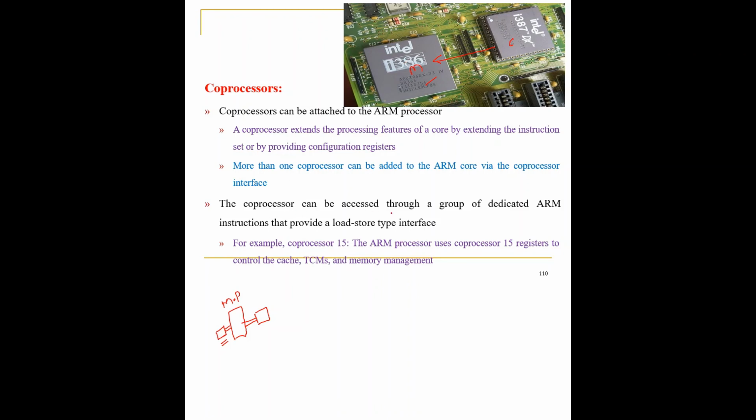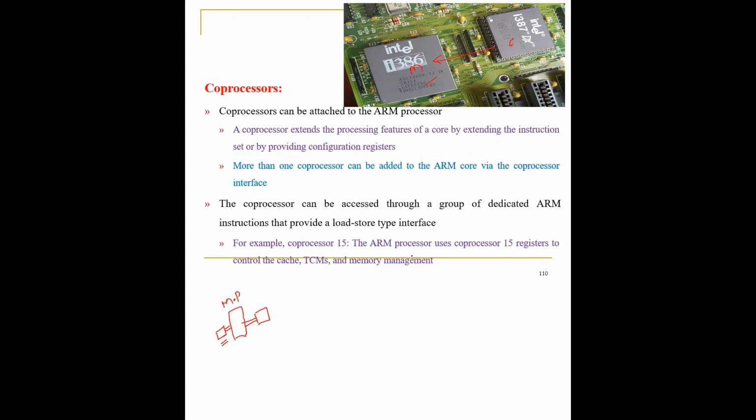The coprocessor, how are you going to access it? The coprocessor can be accessed through a group of dedicated ARM instructions that provide a load store interface. Very important. So how are you going to give permission to the coprocessor to work? That happens via a set of ARM instructions that provide a load store type interface. For example, coprocessor 15: the ARM processor uses coprocessor 15 registers to control the cache, TCM, and the memory management.